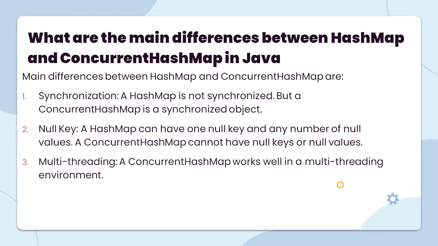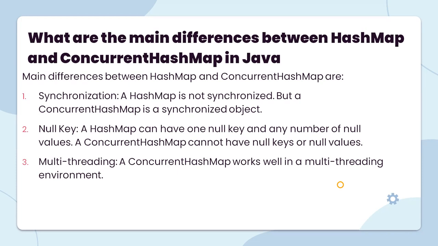Why? Because of that, the performance issue is there inside the ConcurrentHashMap, not the HashMap. Sorry, the performance issue is there inside the ConcurrentHashMap, because only one thread can execute on a ConcurrentHashMap object at a time, but a HashMap object can execute multiple threads at a time.